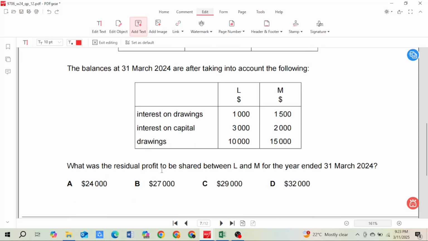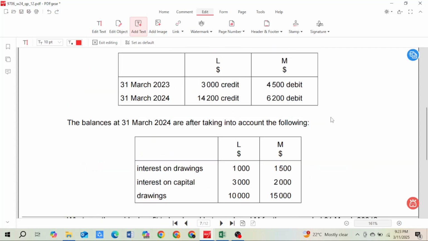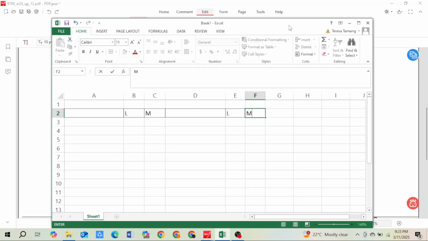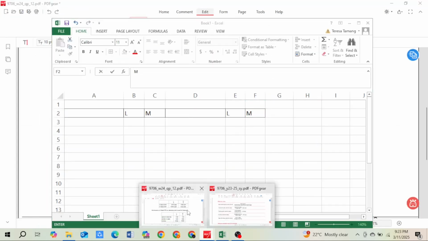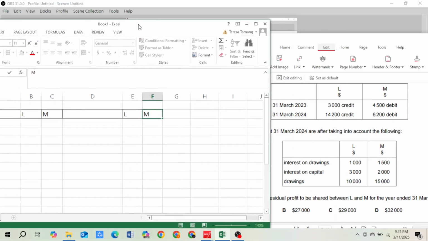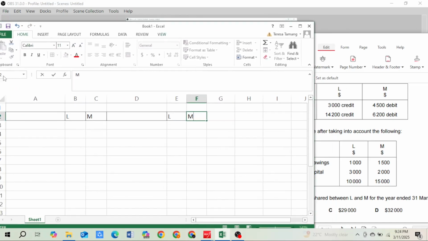Question is, what was the residual profit to be shared between L and M for the year ended 31st March 2024? Okay, so this is actually easy, but it needs a little explanation, so I'll take a spreadsheet out here. So I'll make this L and M. Let's consider that they are the partners we have, and the information provided in the question is that this is in the beginning of the year. Okay, L has a credit balance of 3,000, whereas M has a debit balance of 4,500. Okay, beginning of the year.